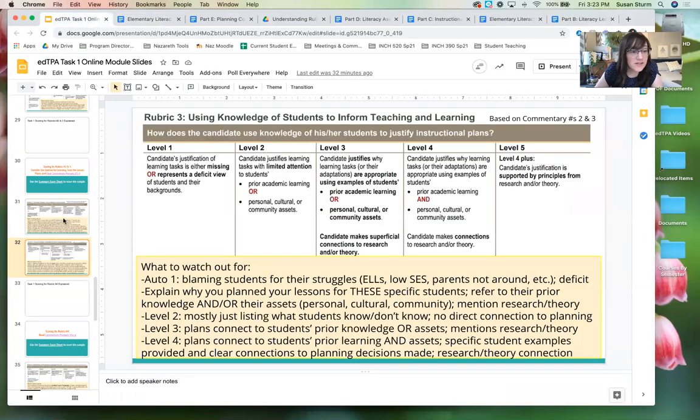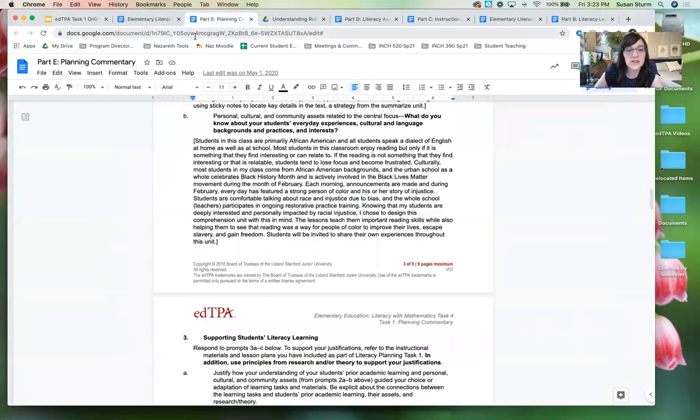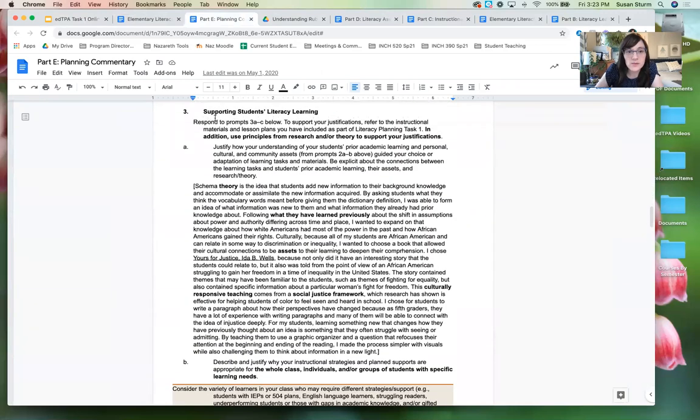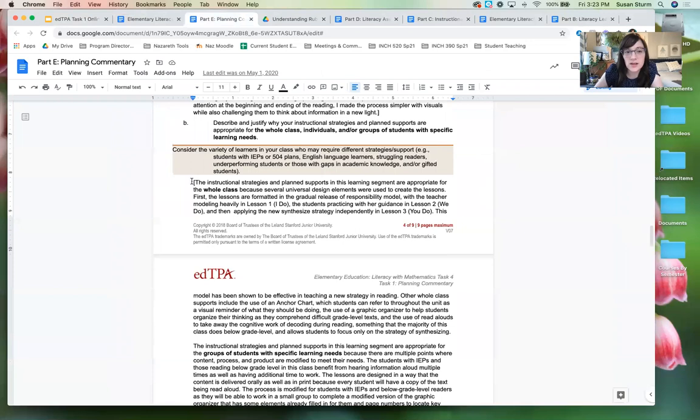While we're still on this, let's take a look at Rubric 2. And this is again based on those same prompts. And this is the candidate's knowledge to support students in their literacy learning. So this is that whole class, individual, and group modifications or accommodations. And so this one is really focused on this prompt here. Prompt number, sorry, not this one. This prompt here, prompt number 3B with the modifications.